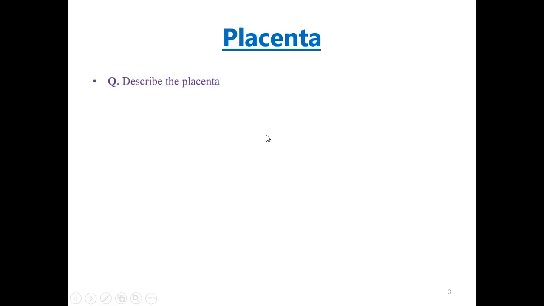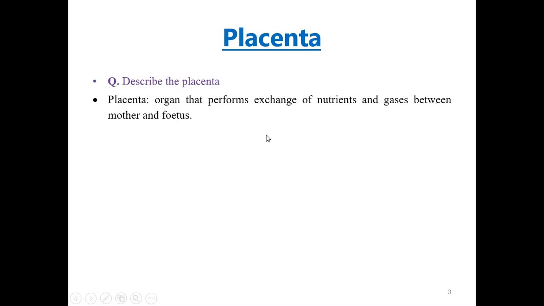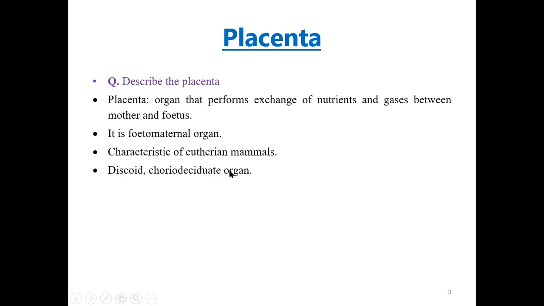So firstly, what is placenta? You get a long question on describe the placenta. So placenta is an organ that performs exchange of nutrients and gases between mother and fetus. It is feto-maternal in origin, that is both the components are forming placenta, the fetal as well as the maternal component, and it is a characteristic feature of eutherian mammals which are feeding their young ones.